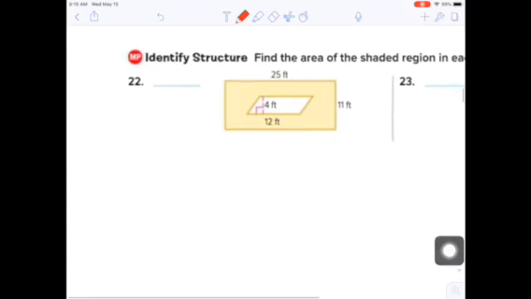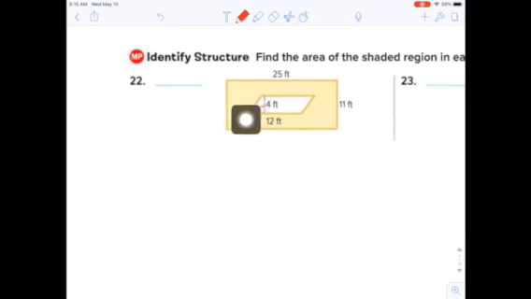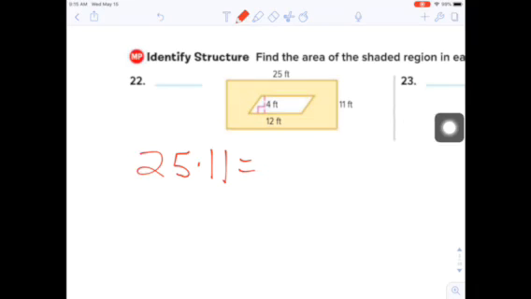Okay, moving on, number 22. For this one, you have to find the shaded region's area. So if you notice, the shaded region is a rectangle, but it has a parallelogram inside that's not shaded. So in this kind of problem, we're going to start by finding the area of that rectangle, which is 25 by 11. So I multiply those two. Then I'm going to find the area of that parallelogram inside, which I see is a 4 by 12. So you're going to find both of those areas, and then you're going to subtract the parallelogram since it's not shaded. So go ahead and pause the video, try that, and then come back and check your answer.